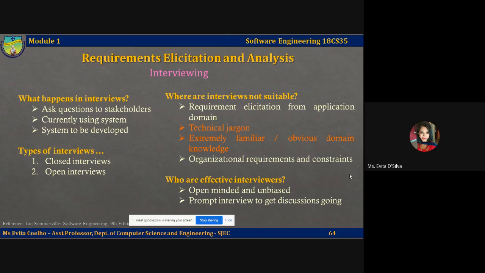Now, what are effective interviewers? Effective interviewers are those who have these two particular characteristics. First, they are open minded. They avoid any preconceived ideas about the requirements and are willing to listen to stakeholders. If the stakeholder comes up with surprising requirements, then they are willing to change their mind about the system.